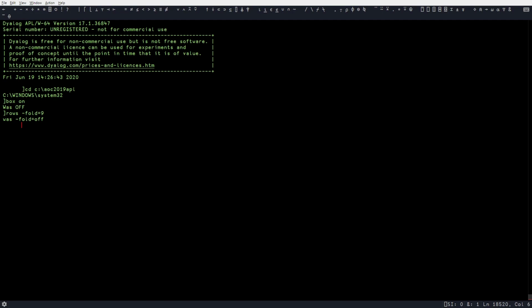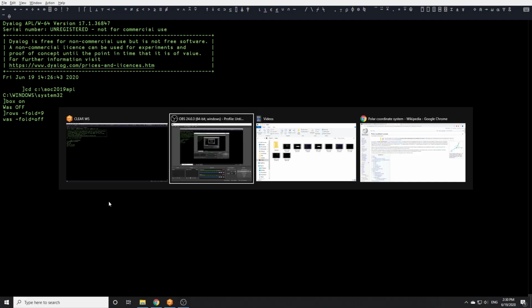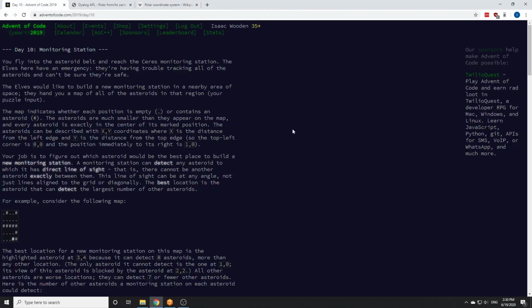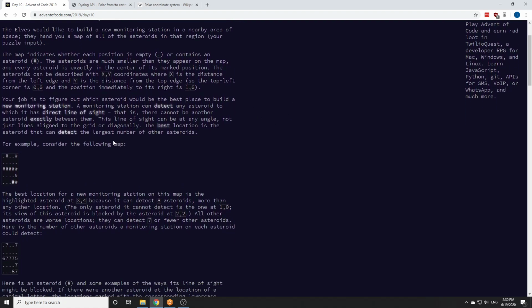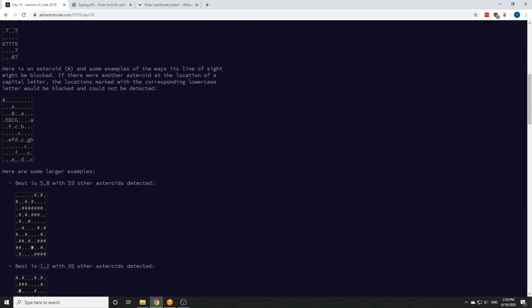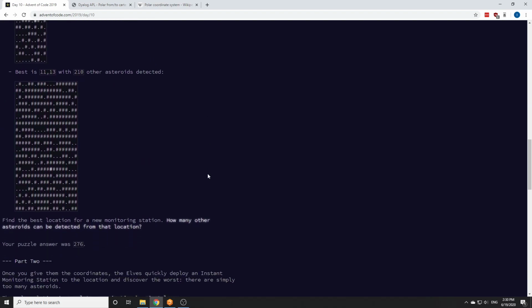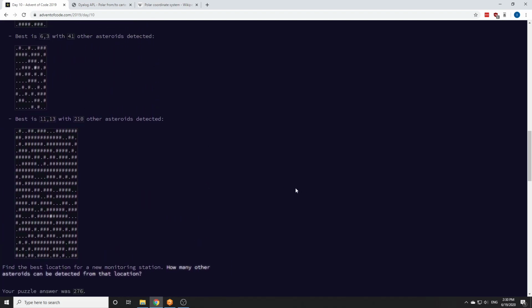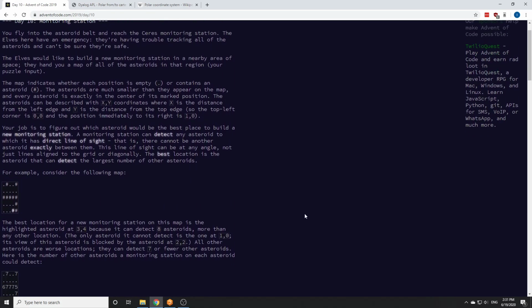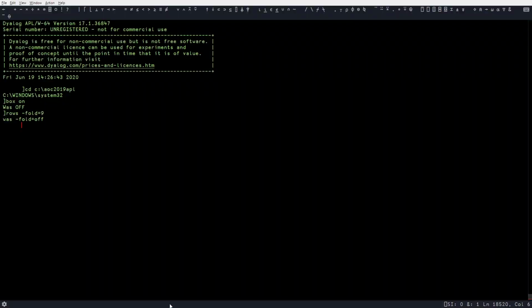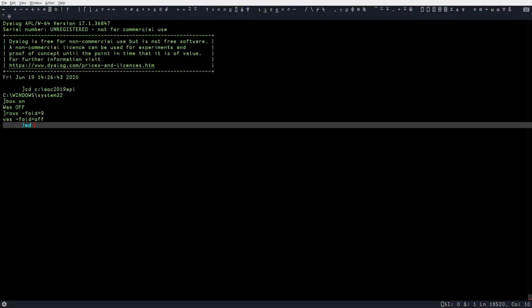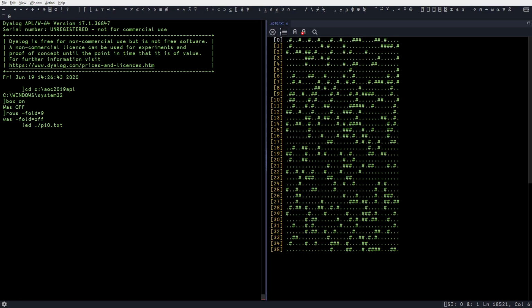So what we're going to be looking at today is problem 10. Just to give you a quick refresher, we basically have a map of asteroids, and we're going to be doing some coordinate math on that map to try and figure out some various things. So let's take a look at the map first. This is our problem input. Each pound sign here represents an asteroid, and a dot is just empty space.